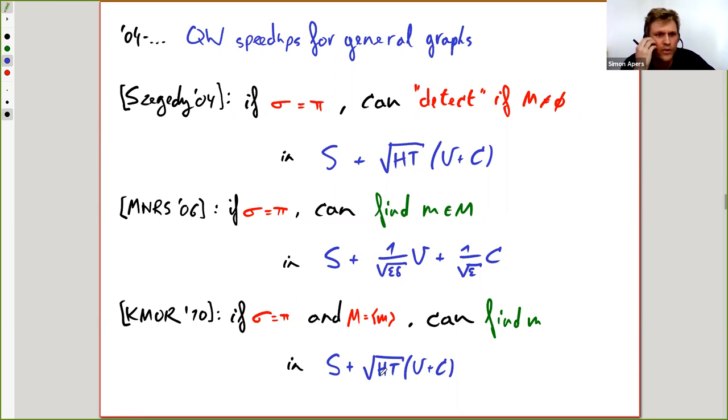Okay, so maybe I'll also just mention that I'm going to omit log factors throughout this talk. I'll be clear about that. This is also to our advantage, since we get some extra log factors with respect to former algorithms, but for clarity, I'm going to omit these log factors. All right, so we have Krovi, Magniez, Ozols, and Roland in 2010.